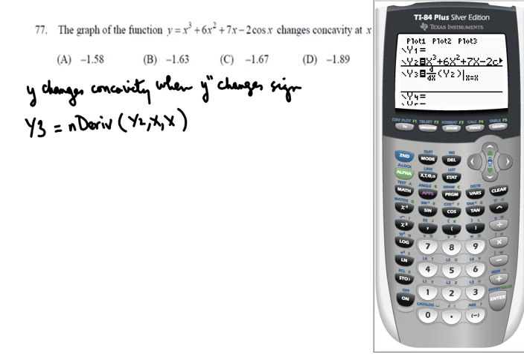And remember, when the first derivative changes from increasing to decreasing, or from decreasing to increasing, I will have a change in concavity in the original function, or a change in the sign of the second derivative. So I go to graph that. I need to turn off the first function, though. So I make sure I go up there, turn off the first function, and then graph.